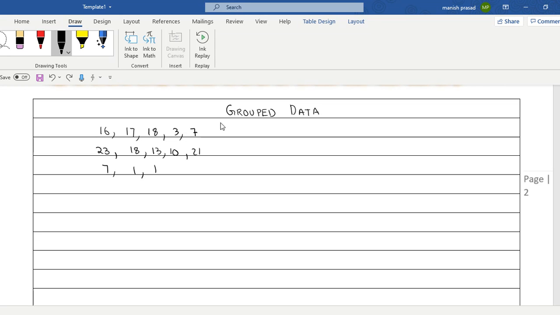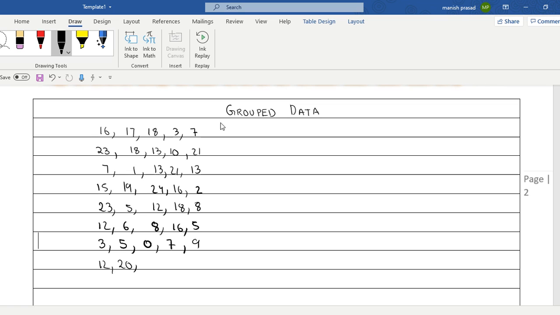7, 1, 13, 21, 13, 15, 19, 24, 16, 2, 23, 5, 12, 18, 8, 12, 6, 8, 16, 5, 3, 5, 0, 7, 9, and the last line now. 12, 20, 10, 2, and 23.